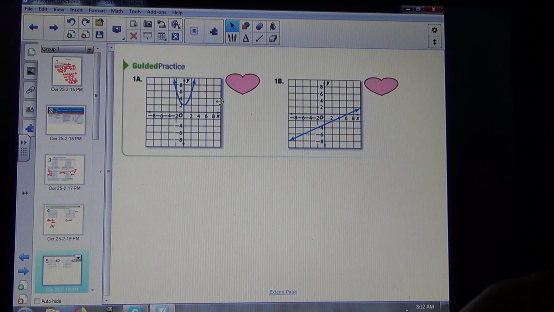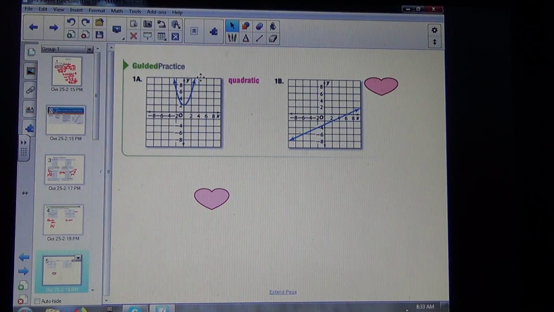All right, does everyone have an answer? And what is the answer for 1A? Yep, it is called a quadratic. Now, if you wrote parabola, a parabola is the shape that it makes, but the type of function would be called a quadratic. Okay, and 1B's answer is?